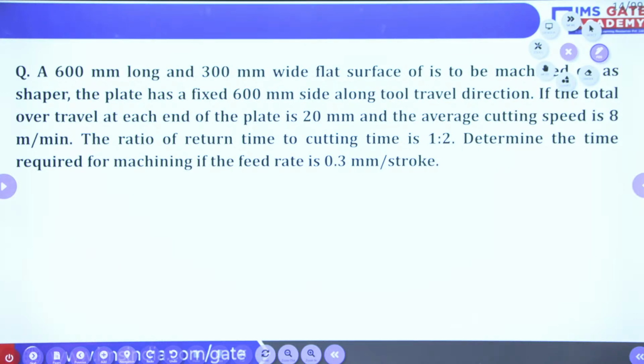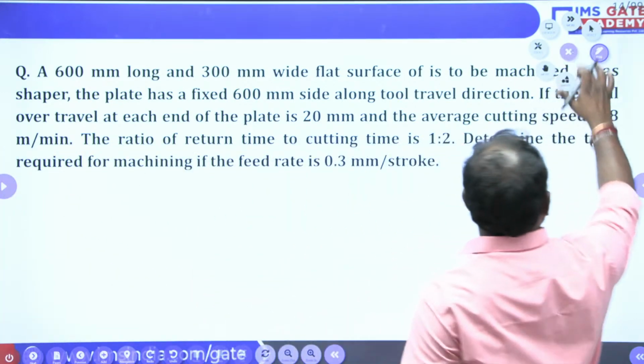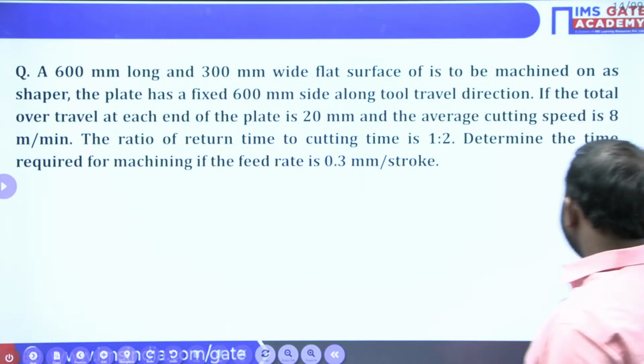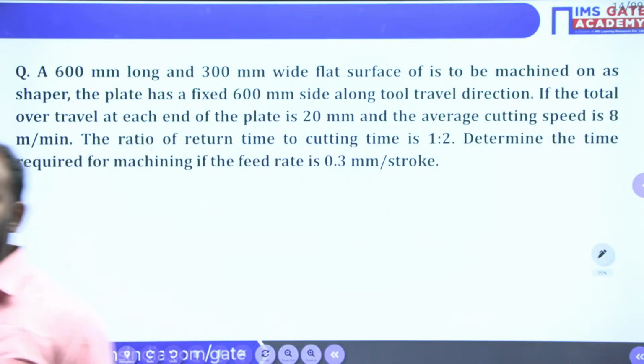Right, have a look at this question related to shaper. Okay, I'll be back in a minute. Have a look at this question.